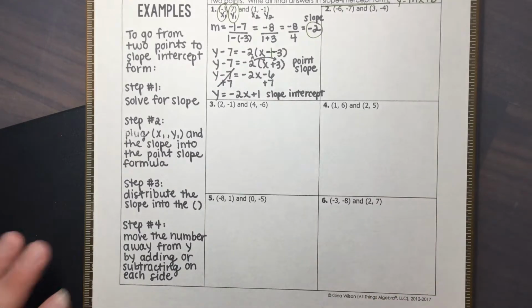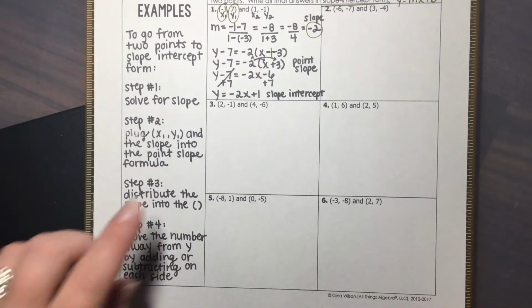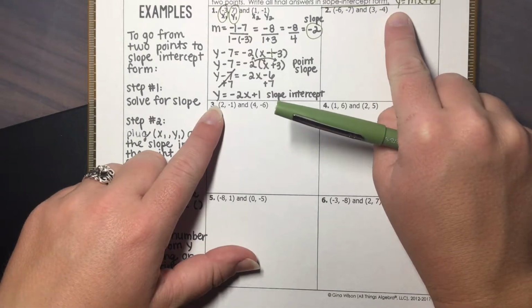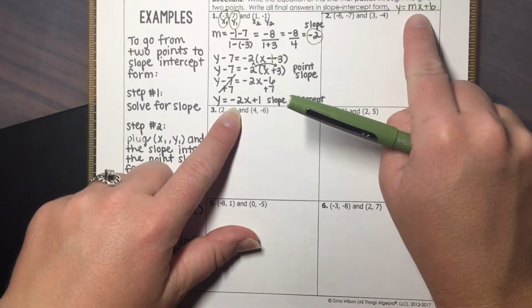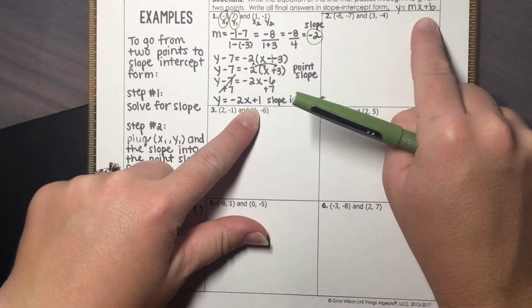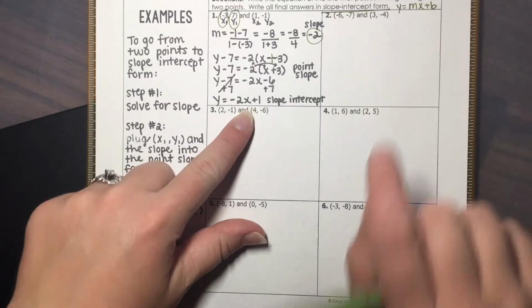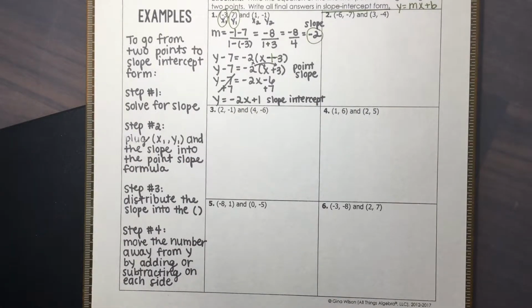All right, we just need to go ahead and compare, make sure we've done this correctly. So I go ahead and check my formula. I have y equals my m, which was negative 2, then x, and then I now have my y-intercept, which is plus 1. So you can see that that is in slope-intercept form there.